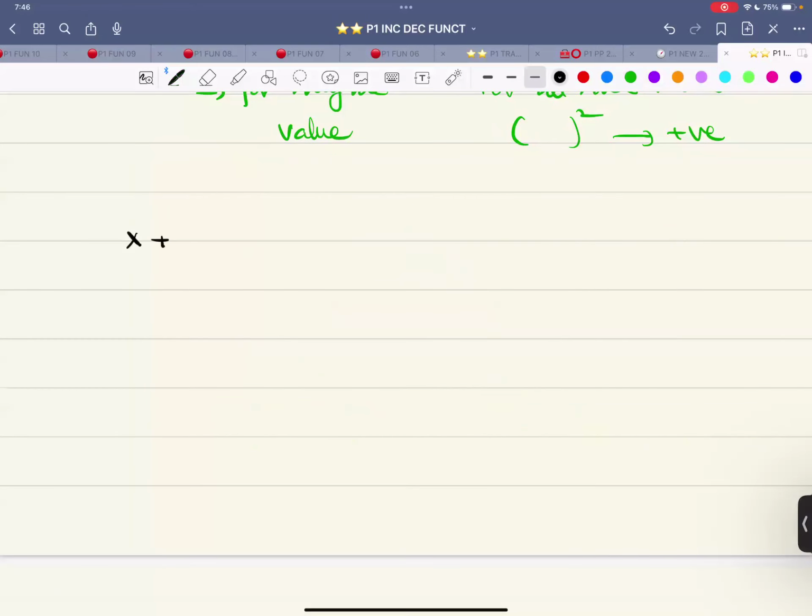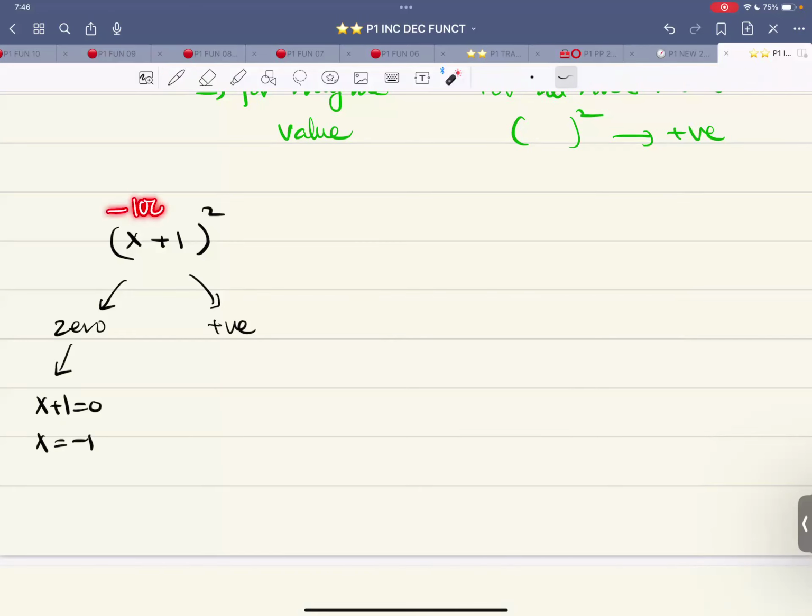Let's say (x + 1) whole square. It can be 0. It can be positive. It will be 0 when x + 1 equals 0. Therefore, x is -1. For all other values, whether you put -1000 plus 1 after squaring, it will become positive. Whether you put 1,000,000 plus 1 after squaring, it will be positive. So it will only be 0 for one value. Why? Because it is linear.